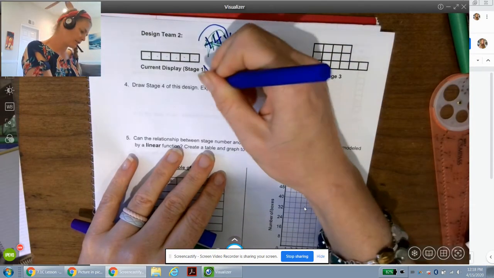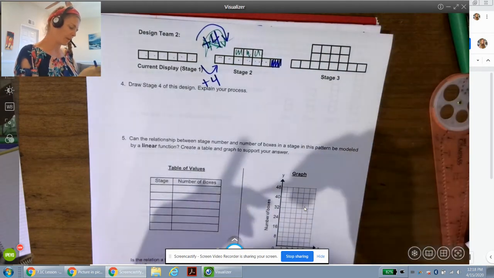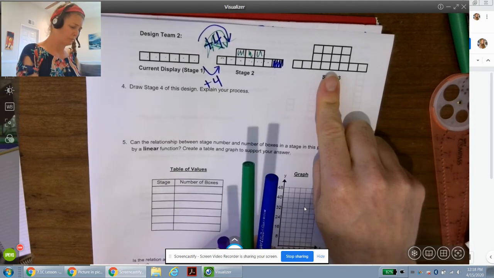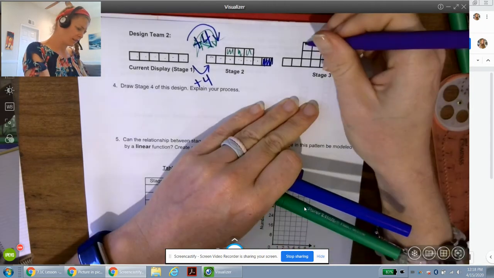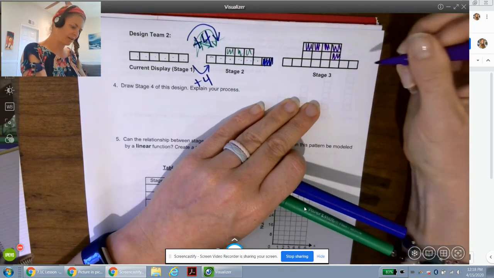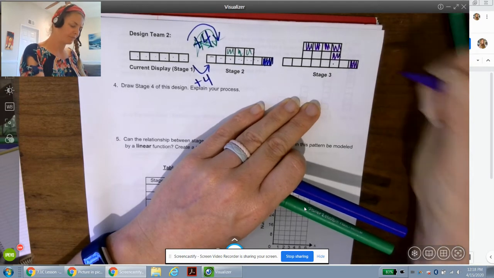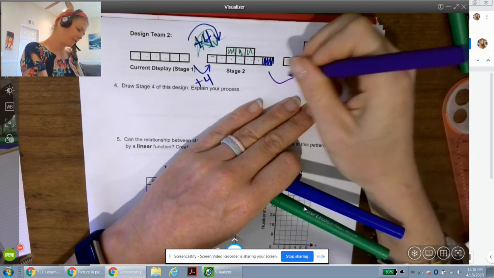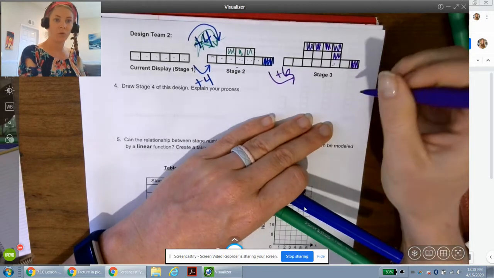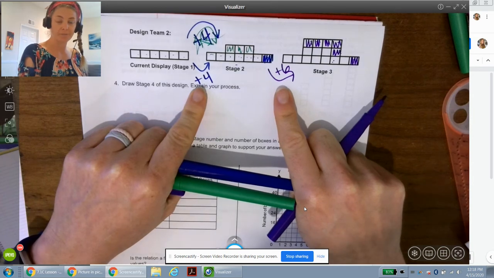I'll just draw it down here since my scribbles got in the way. 1, 2, 3, 4, 5, 6, plus 1 on the bottom and 3 on top. Oh, you guys, look at this. Well, we have now 4 on top, which means we had to add another one here. And I guess we could color in this way or this one. So how many did we add from stage 2 to stage 3? 1, 2, 3, 4, 5, 6. Whoa, this is something we haven't seen before, you guys. This is not a constant rate of change.